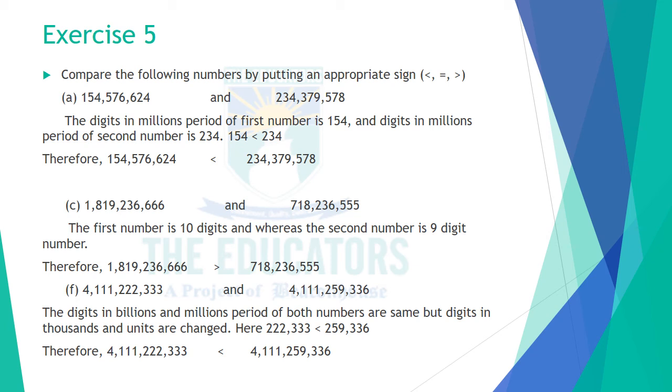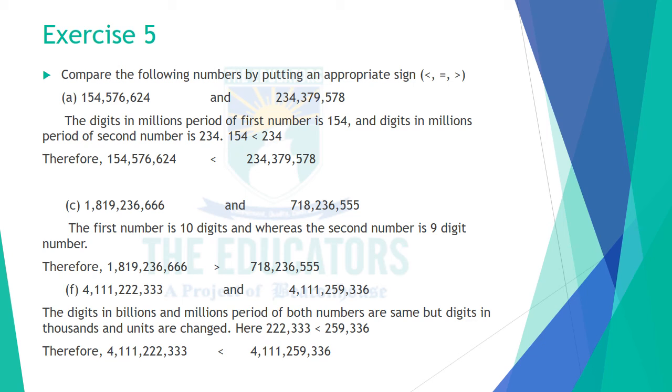In part C, the first number is a 10-digit number whereas the second number is a 9-digit number. Therefore 1,819,236,xxx is greater than 718,236,555.